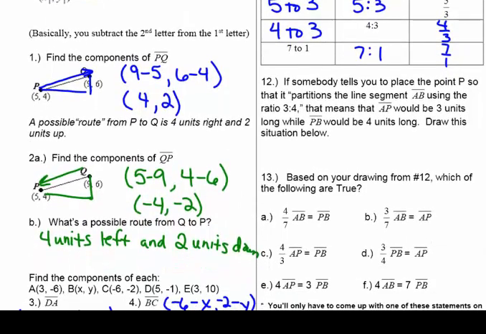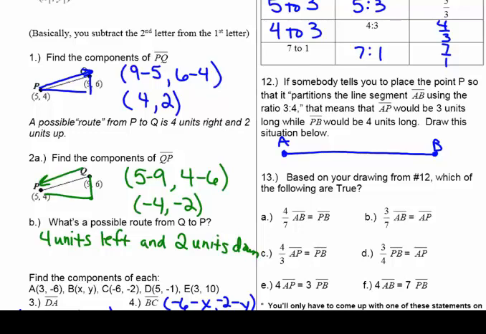If somebody tells you to place the point P so that it partitions the line segment AB using the ratio 3 to 4, that means that AP would be 3 units long while PB would be 4 units long. So draw this situation below. Okay, so here's my point A, and I've got my line segment, here's my point B. So I need to find a point P on that line segment AB such that it's going to be 3 units away from A and 4 units away from B.